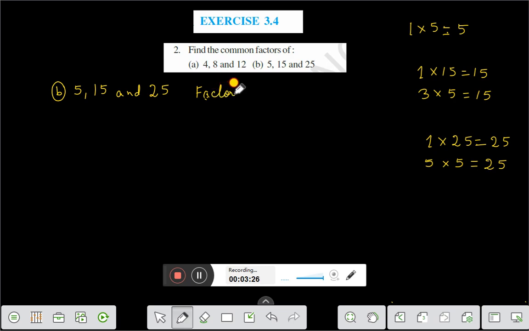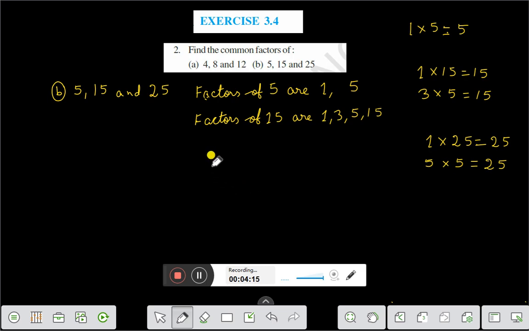Factors of 5 are 1 and 5. Factors of 15 are 1, 3, 5 and 15.